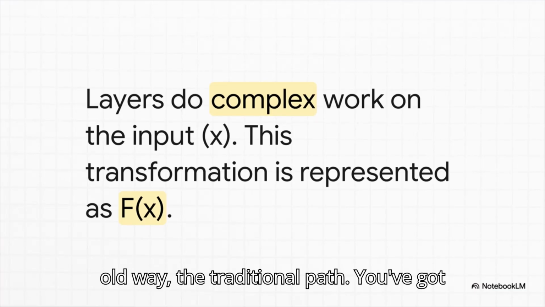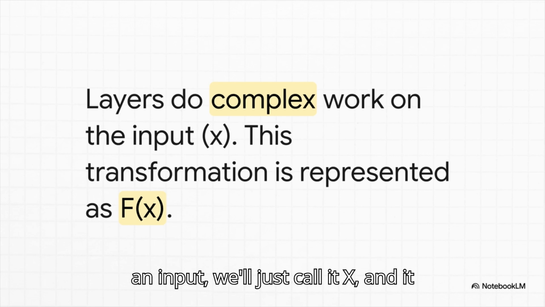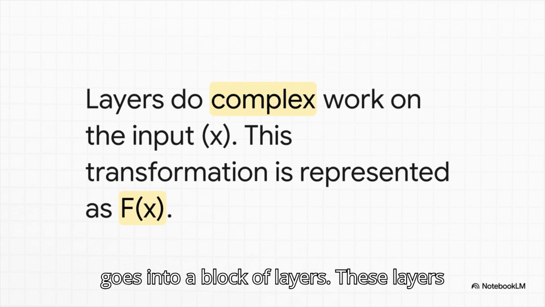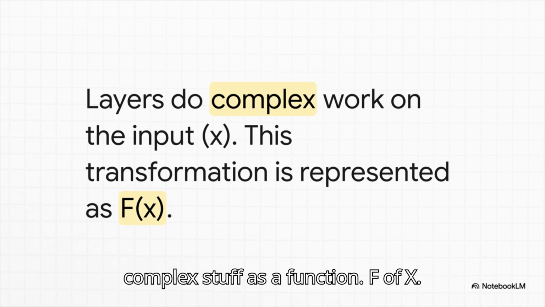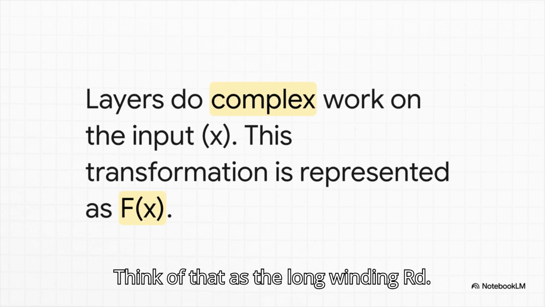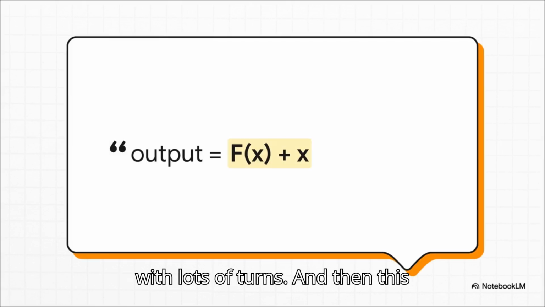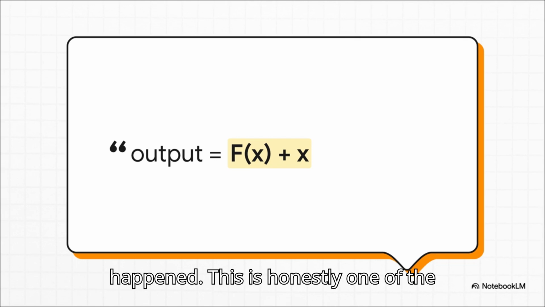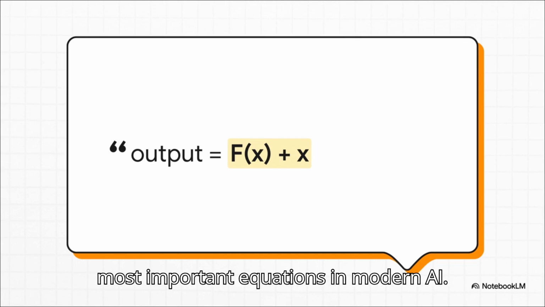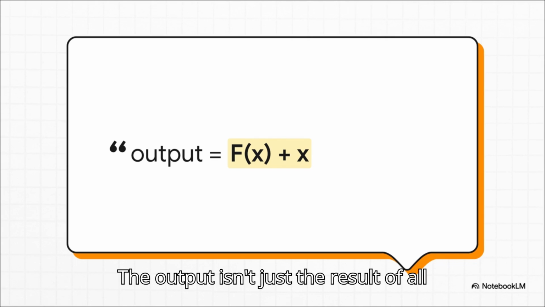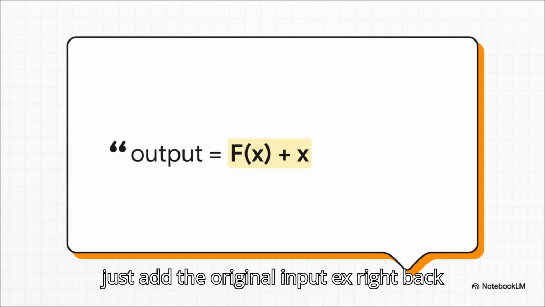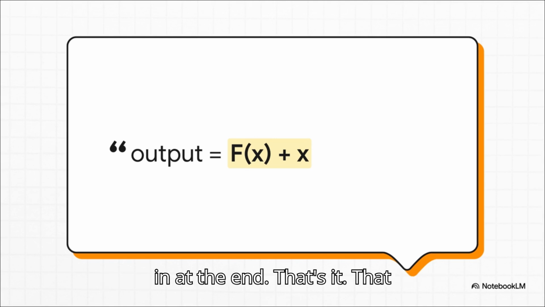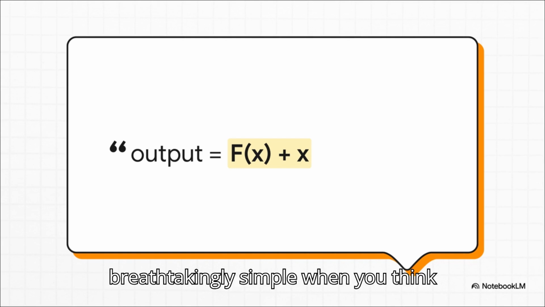First, let's look at the old way, the traditional path. You've got an input, we'll just call it X, and it goes into a block of layers. These layers do a whole bunch of complicated work on it. We can just represent all that complex stuff as a function f of x. Think of that as the long, winding road with lots of turns. And then, this happened. This is honestly one of the most important equations in modern AI. The output isn't just the result of all that complex work, f of x. You also just add the original input, x, right back in at the end. That's it. That is the entire trick. It is just breathtakingly simple when you think about it.